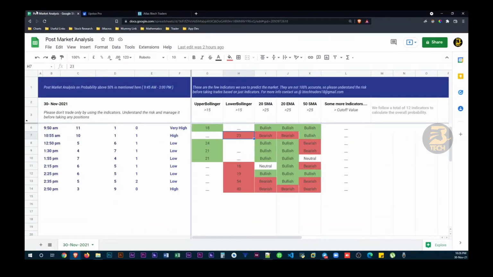Now we have to filter out these 9 entries in order to get the best possible outcome. So what we do is we take these indicators into consideration. The 50 SMA is our long term trend, the 20 SMA is our short term trend, and the 20 EMA is our momentum.